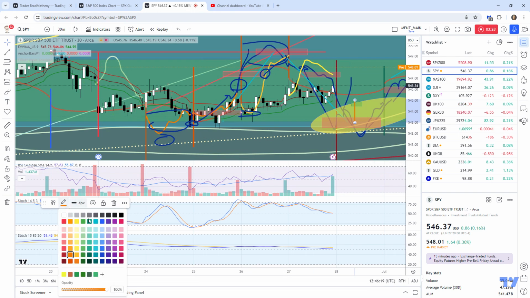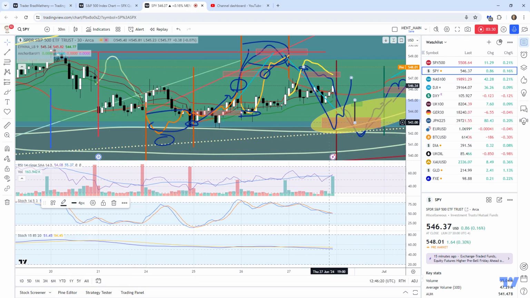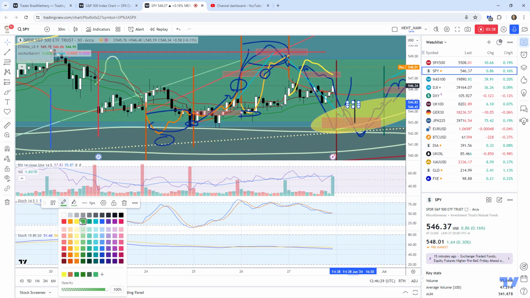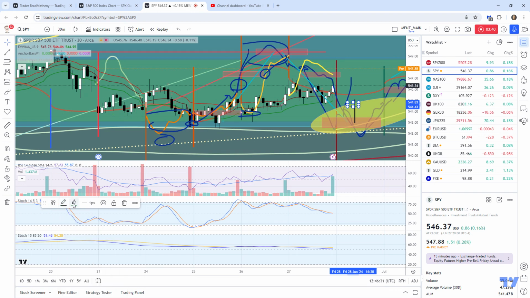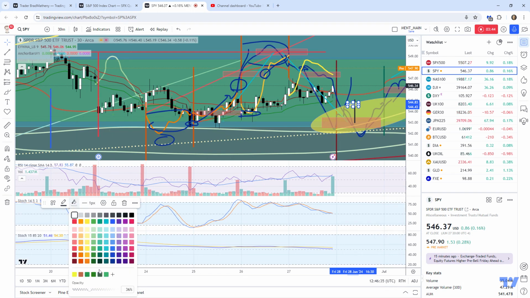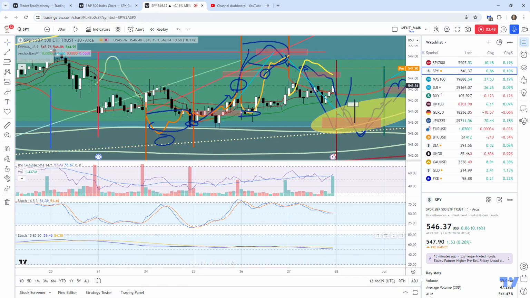Try this again. So we would possibly be looking at some kind of a white hammer like this. It's kind of tough to do with this drawing. Let me see if I can move this. No. Well, you get the idea.